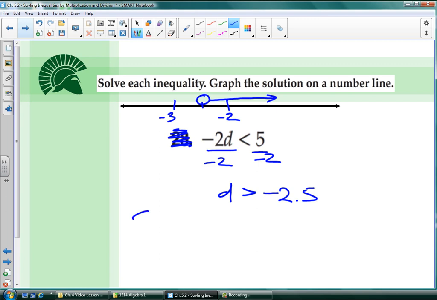Okay, set builder notation. I have d as the variable. d is greater than negative 2.5.